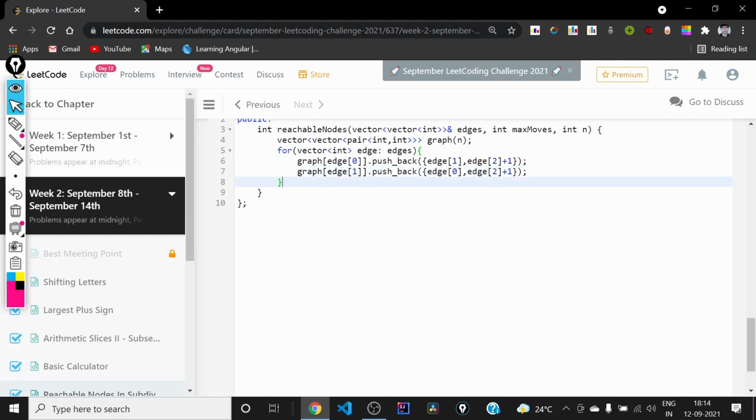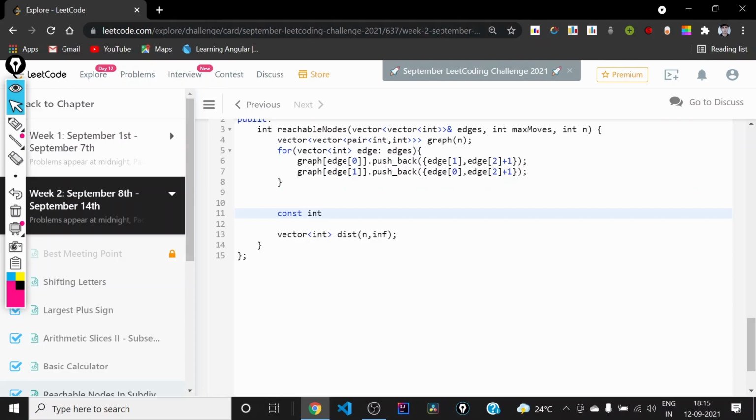Now we need to use the Dijkstra algorithm on this graph for calculating the distances. So I will be making a vector for storing the distances also. I will initialize it with infinity. As for the infinity, we can easily use a value greater than 10 to the power 9.